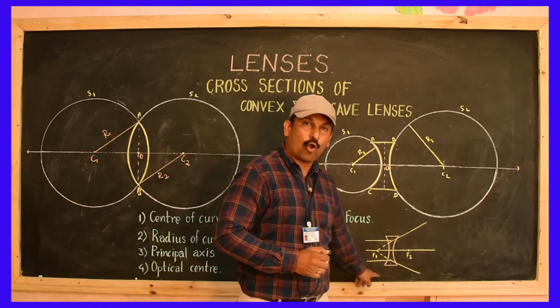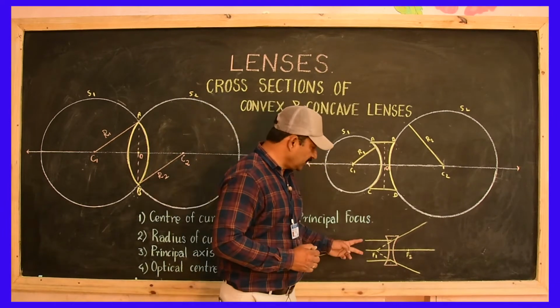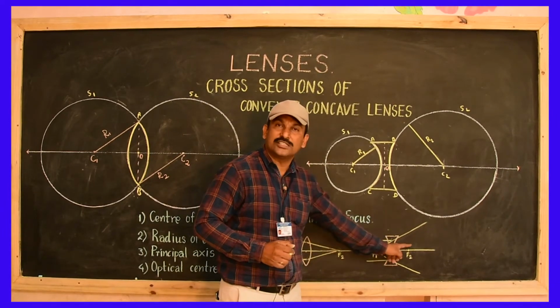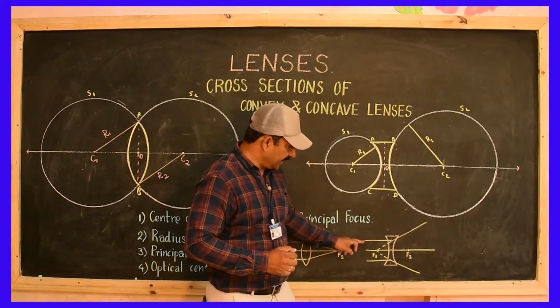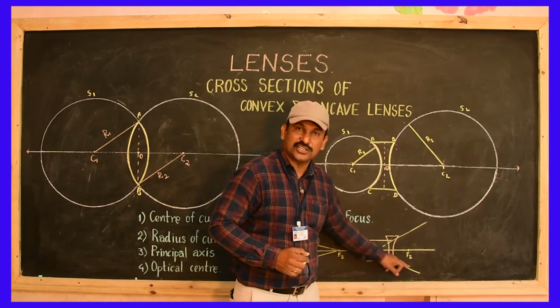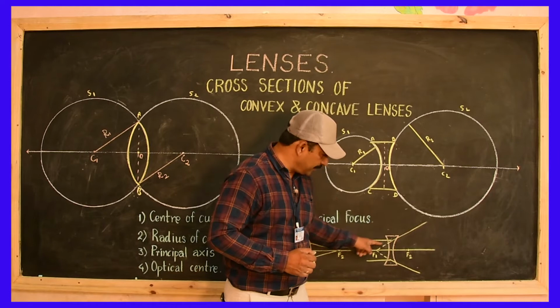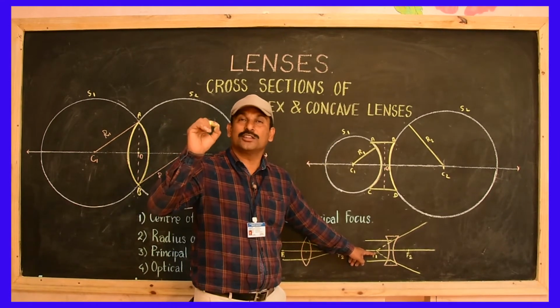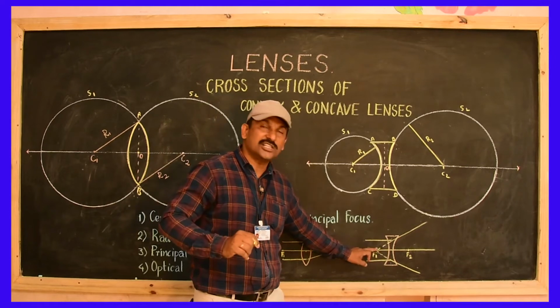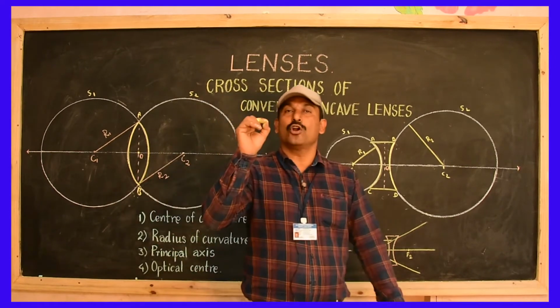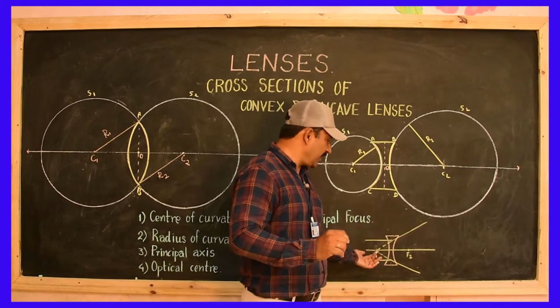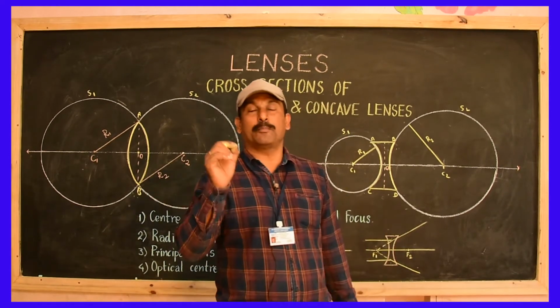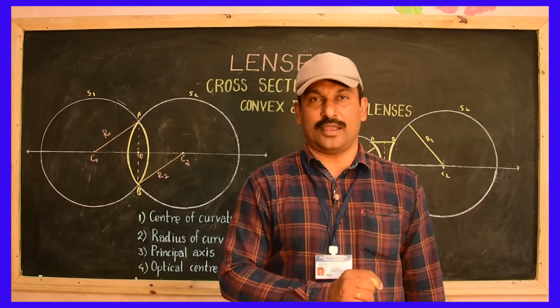Now, in case of a concave lens, when we draw the rays parallel to the principal axis, the rays diverge and these rays appear to meet, they appear to come from a point on the principal axis. This is the principal focus of the concave lens. So here also F1 and F2 are the principal foci of the concave lens.